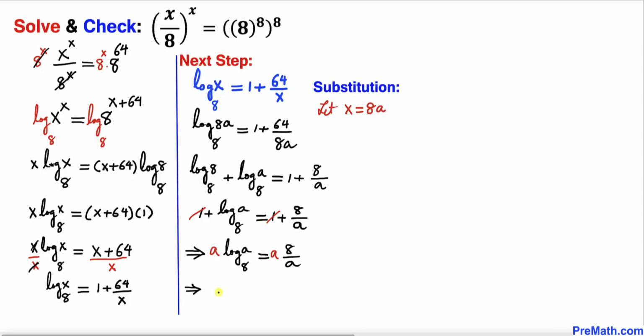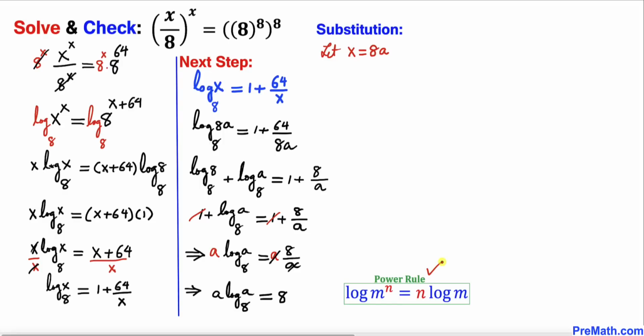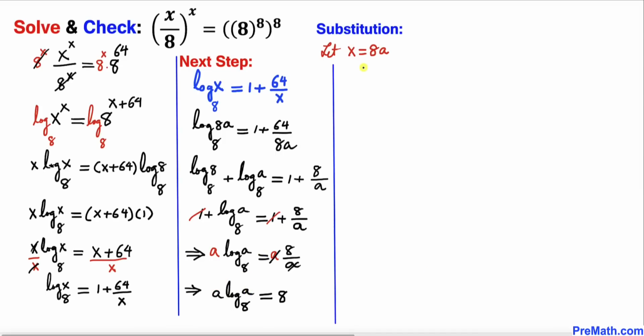So our left hand side is going to be a times log of a with the base 8 equals to, this a and a cancel out. So we ended up with 8 on the right hand side. Now let's recall this power rule once again. According to this rule, this a could be written as an exponent for a. So therefore our equation could be written as log of a power a with the base 8 equals to 8 on the right hand side.